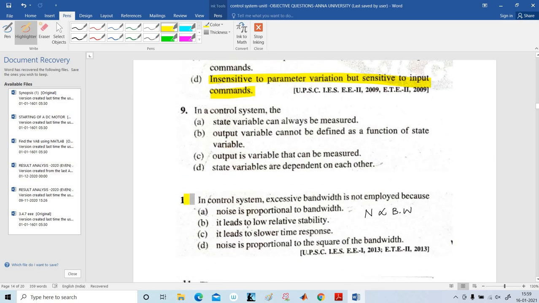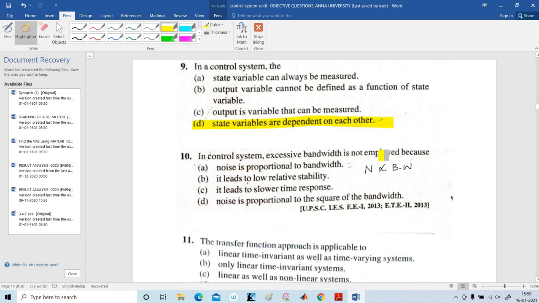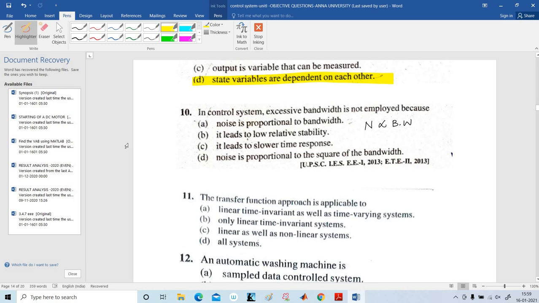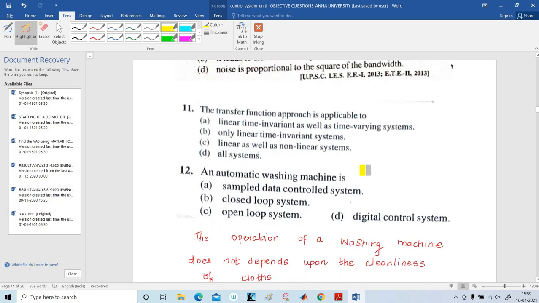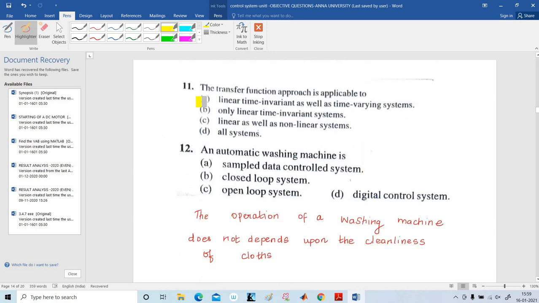Next question. In a control system, state variables depend on each other. That is the correct answer. Next question. In a control system, excessive bandwidth is not employed because noise is proportional to bandwidth. When the bandwidth is increased, proportionate noise is also increased. Next one, the transfer function approach is applicable to only linear time invariant system.